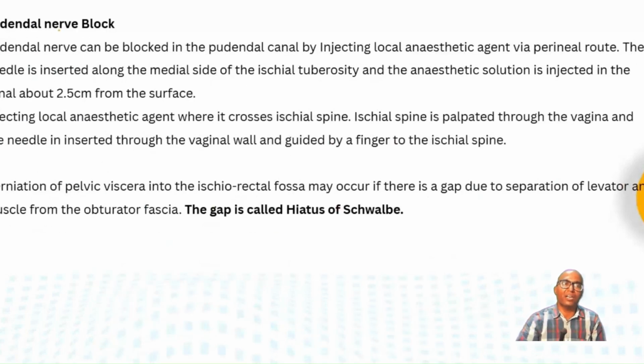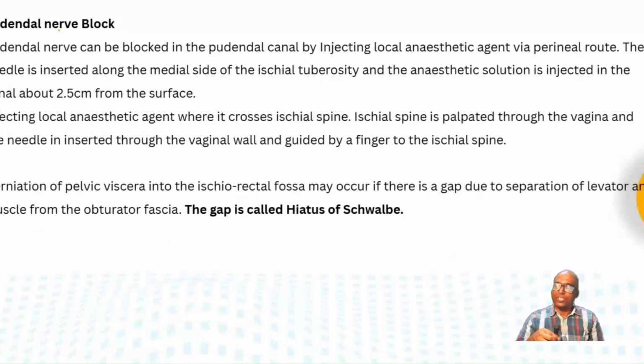Most of the time, the pudendal nerve and vessels are always asked. So what is the significance? The pudendal nerve block. The pudendal nerve can be blocked in the pudendal canal by injecting local anesthetic agent via the perineal route. The needle is inserted along the medial side of the ischial tuberosity and the anesthetic solution is injected in the canal about 2.5 centimeters from the surface.